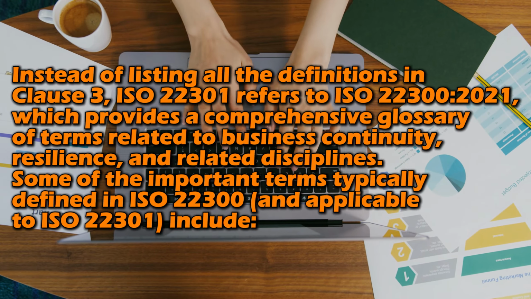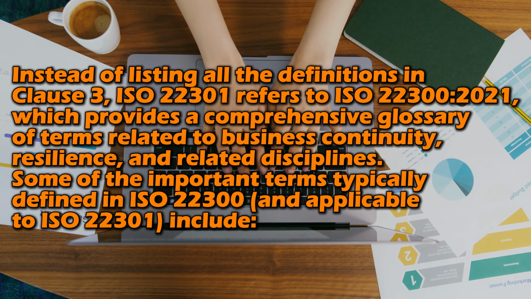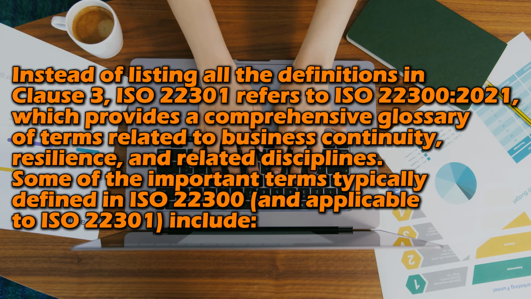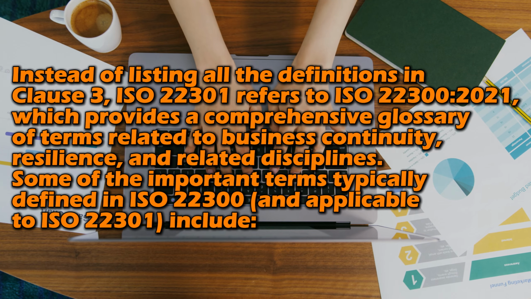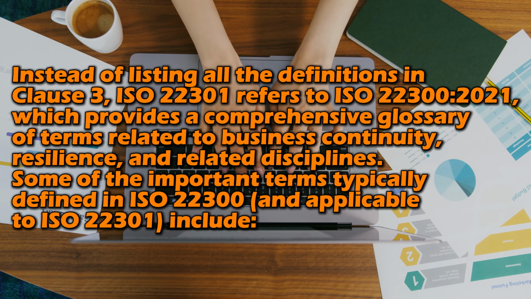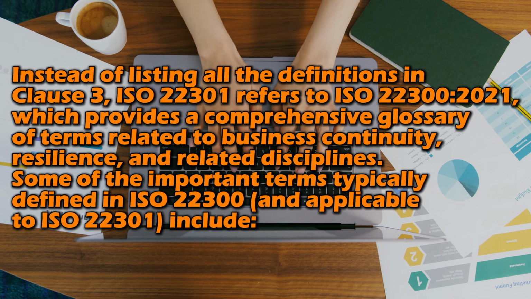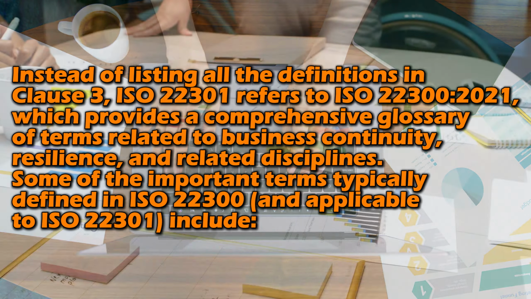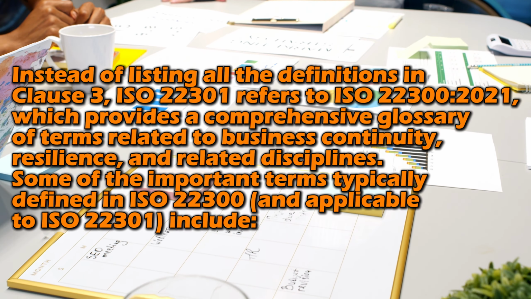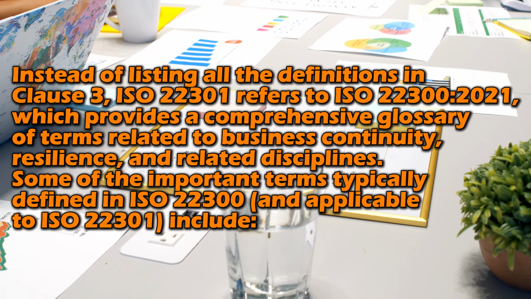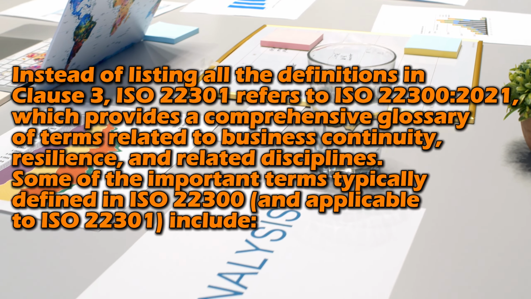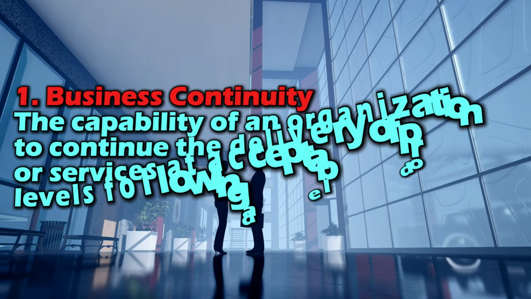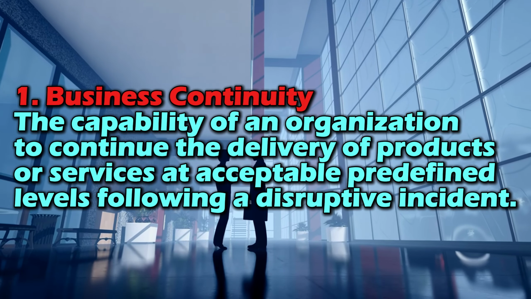Instead of listing all the definitions and terms in clause number 3, ISO 22301 refers to ISO 22300, which provides a comprehensive glossary of terms related to business continuity, resilience, and related disciplines. But I will discuss some of the important terms typically defined in ISO 22300, which are also applicable to ISO 22301. And these terms and definitions include business continuity.